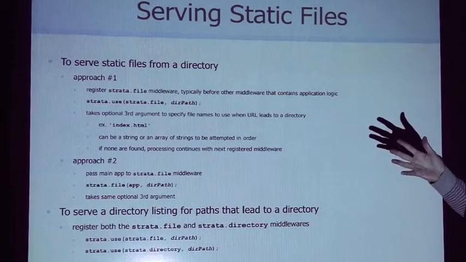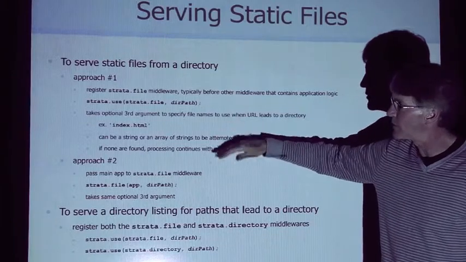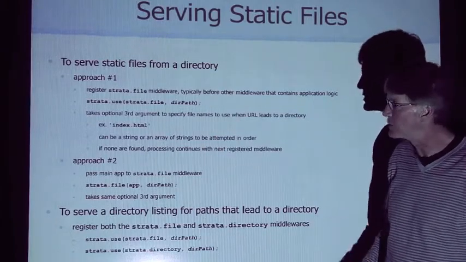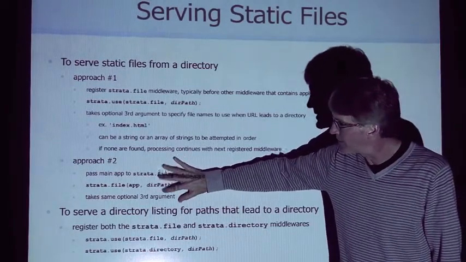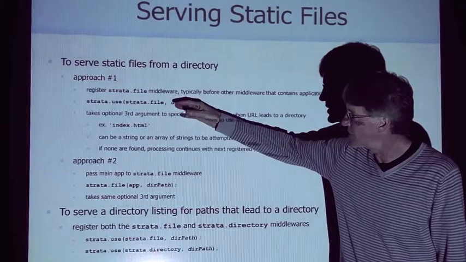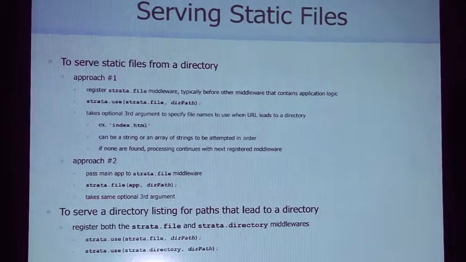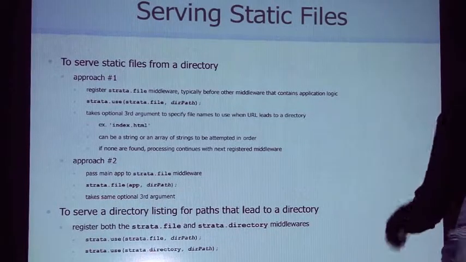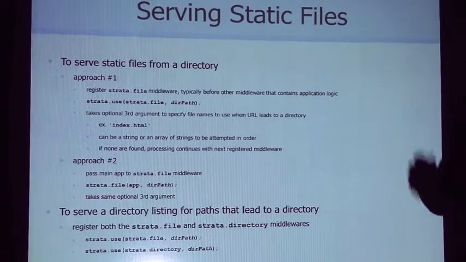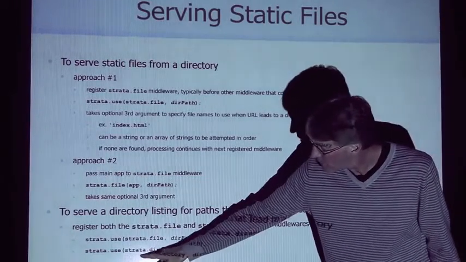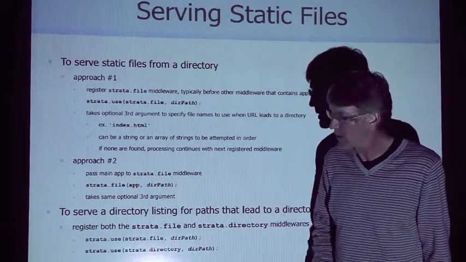If it doesn't find what I'm looking for, well then this middleware essentially does nothing, and the request goes on to possibly other middleware that might do something with that. There's a second way that you can set this up, but it's not really important to talk about this. It's just an alternative to the line you see here. And then finally, you might decide that you want to serve up a directory listing if someone doesn't give you the name of a file. Then they can see hyperlinks to every file in that directory and then click on one to get to it. And if you want that, there's this other provided middleware, strata.directory, and give it that same directory path.